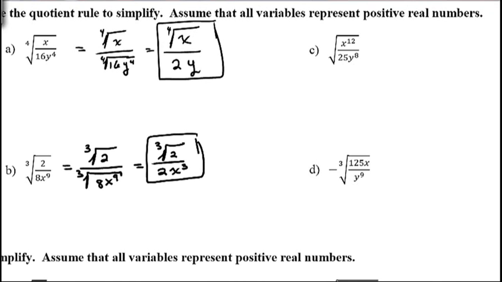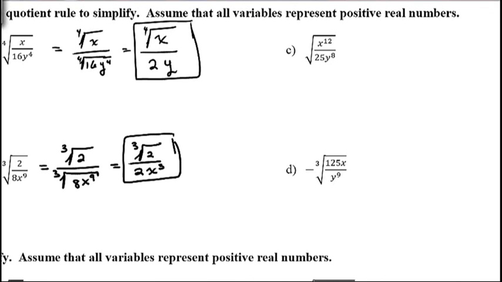Example C. We have the square root of x to the 12th over 25y to the 8th. So separating these, we would get the square root of x to the 12th over the square root of 25y to the 8th. And you can take the square root of x to the 12th. Remember, when there isn't a root there, there's an implied 2, and 12 divided by 2 is 6. So the square root of x to the 12th is x to the 6th. And we can also take the square root of 25, it's 5.